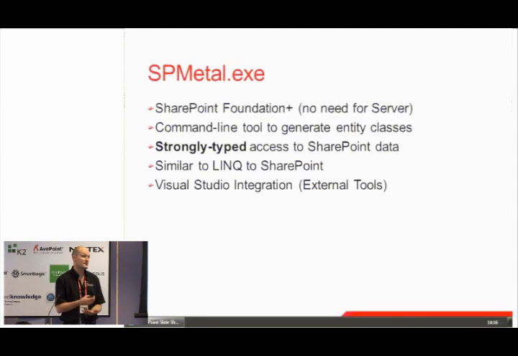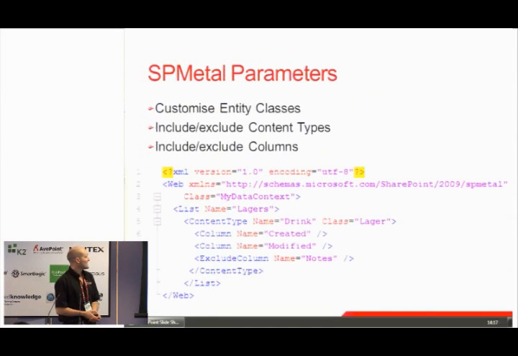And Visual Studio integration, so you can actually use SPMetal as an external tool with some parameters and quickly generate any changes that you're making to your server-side SharePoint lists and content types. You can just run the tool from within Visual Studio, and you've got your classes already generated. SPMetal can take some parameters as well, so you can customize these entity classes. You don't have to accept what comes out of the box. You can include and exclude some content types from your SharePoint site, and you can include and exclude columns.